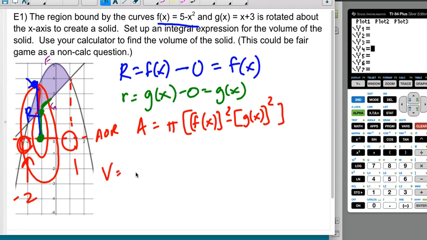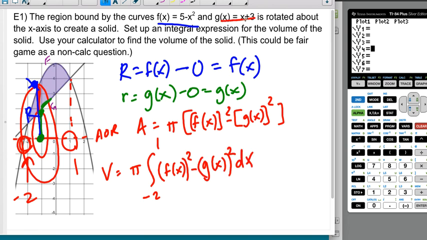So my volume is going to be pi times the integral from -2 to 1 of f, which is the big R squared, minus g, which is the little r squared, right? Notice that I can call them f and g, right? All right, guess g was green. I can call them f and g because they were called f and g in the problem. If they called them both y in the problem, I would have to actually write the equation, right? I can't rename them as a function if they're not a function.